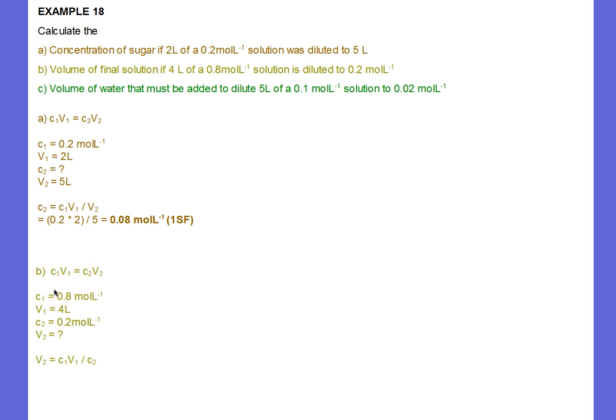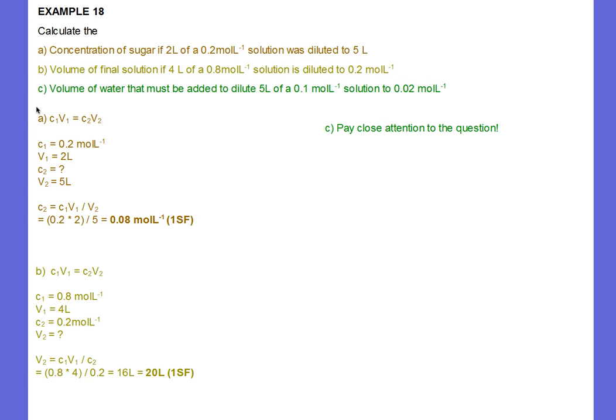So we can rearrange this equation with V2 the subject by dividing both sides by C2, such that V2 equals C1V1 divided by C2. Now we can substitute, which is just 0.8 times 4 divided by 0.2, and if we go ahead, that gives us 16 litres. But looking at these data, 1 significant figure, 1 significant figure, we've got to go to 1 significant figure, which means it's about 20 litres to 1 significant figure.